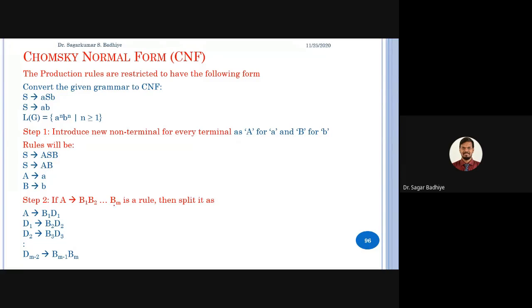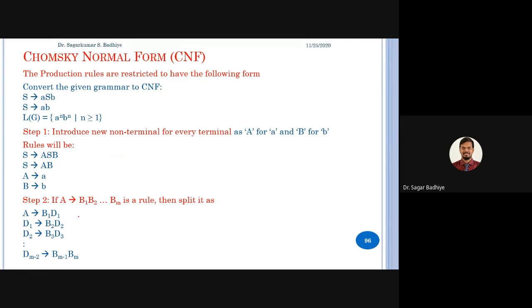Suppose this is Bm, so the previous one will be Bm minus 1. So we'll write a rule, Dm minus 2 derives to Bm minus 1 followed by Bm. Here we'll always keep the first symbol as it is and replace the remaining part of the string by a new non-terminal, and we'll go on doing this until we reach the end of the string, until only the last two symbols are left to be derived, right?